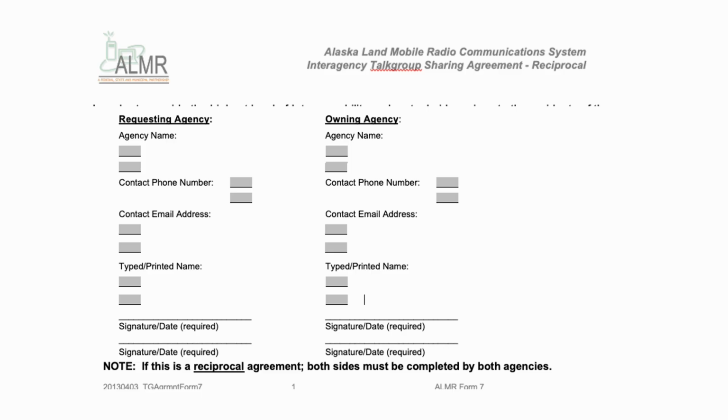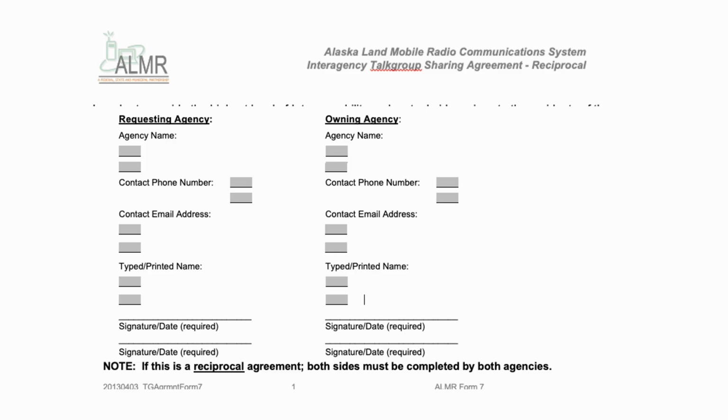Talk groups on the system are controlled by the appropriate owning member agency. With the exception of those talk groups designated for interoperability, it is not permitted for another agency to access those groups without the permission of the owning agency. To provide this authorization, a talk group sharing agreement must be executed. Again, this form can be found on the ALMR website.